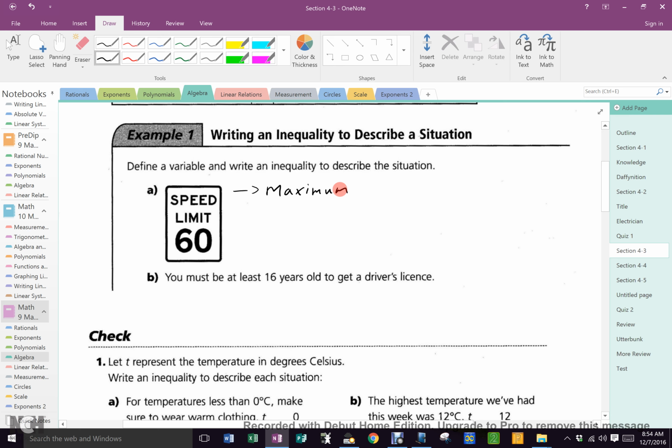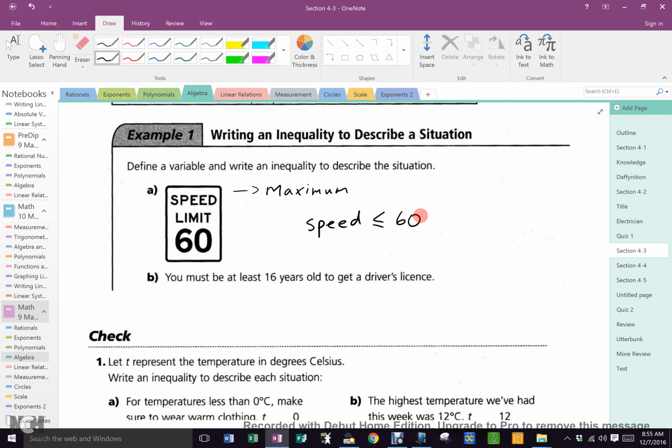Which means your speed must be what compared to 60? Greater, less, greater and equal, or less than and equal? Less than and equal. Less than or equal to what? 60. Everybody got it?